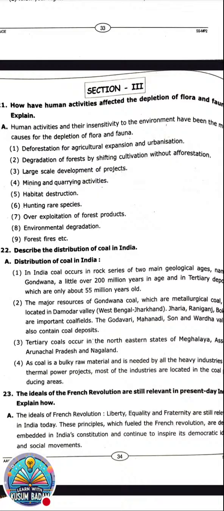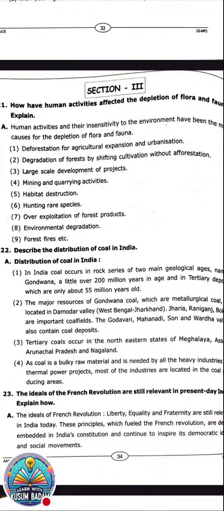Then the section 3: how have human activities affected the depletion of flora and fauna? This kind of questions are very easy questions where you can write in your own words. The answer can be completed by your own. Flora and fauna, how they are affected by human activities. So here, the first one given is deforestation.